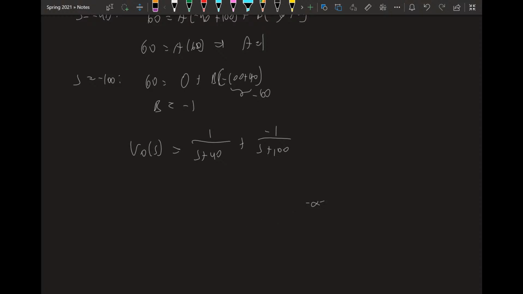So V out of s, we can transform to V out of t equals e to the negative 40t minus e to the negative 100t. And because this is all one-sided, I'm going to surround this by a u of t, but I don't know if Professor Chu requires that. And so this similar procedure is solved for generally the entire thing.